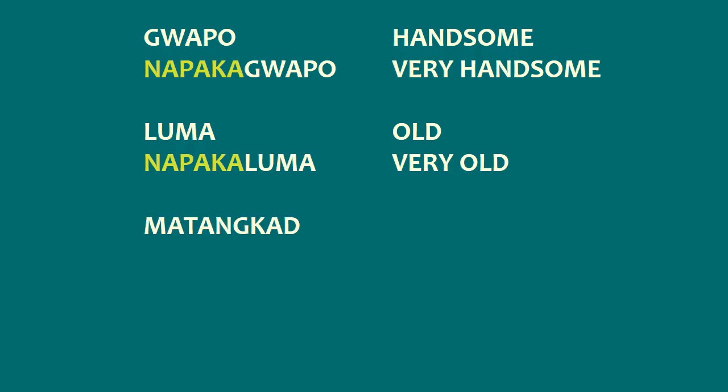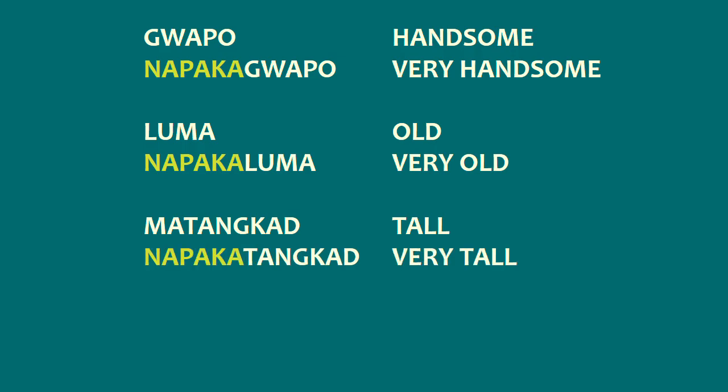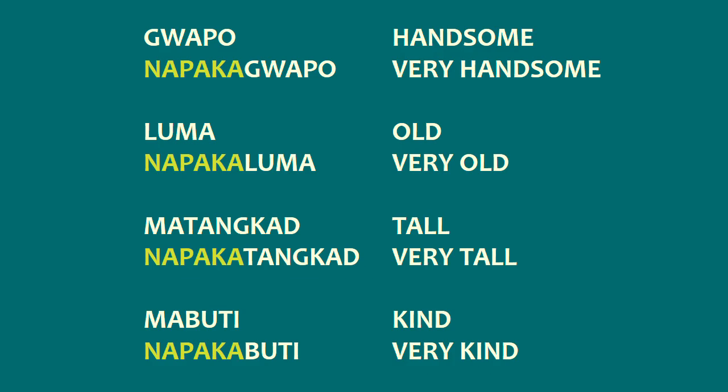Matangkad is tall. And this one, you have to remove the ma. Napakatangkad is very tall. By the way, this applies to all adjectives that start with ma. Another example, mabuti. Again, it starts with ma. Mabuti is kind, while napakabuti is very kind.